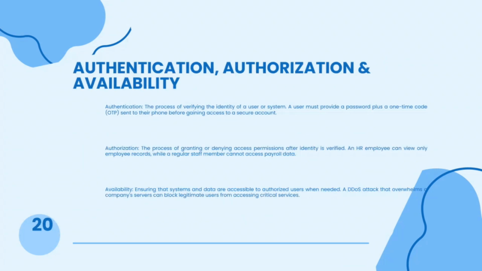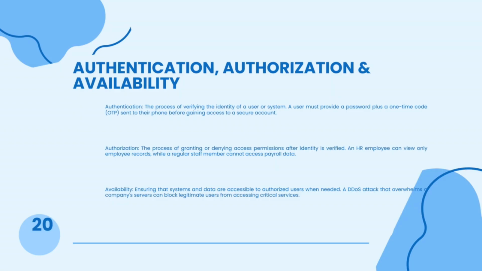Let's break down 3 key concepts that keep our systems secure and reliable. First, availability, making sure systems and data are accessible to the right people, exactly when they need them. Think of a DDoS attack, which floods servers and blocks legitimate users from important services.